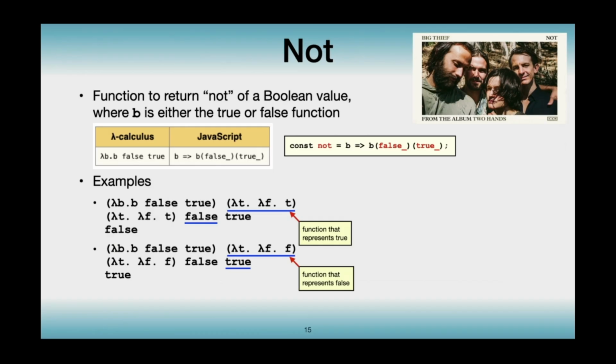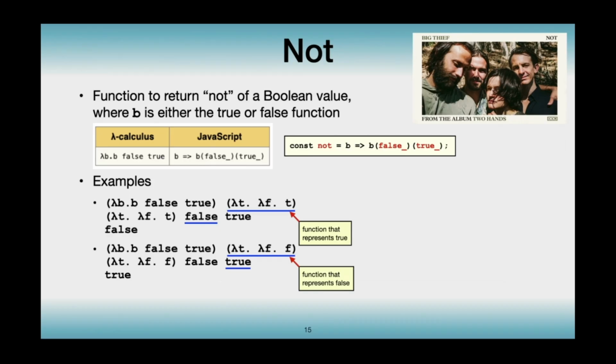The way this works is that you pass one of your Boolean values in, so either it's the function representing true or false, and that function wanted 2 things, and so I give it 2 things. I give it false and true. Well, if the one I passed in was true, true always returns the first argument, so it gives me false. But if I gave it the false function, it always returns the second thing, and so I get true.